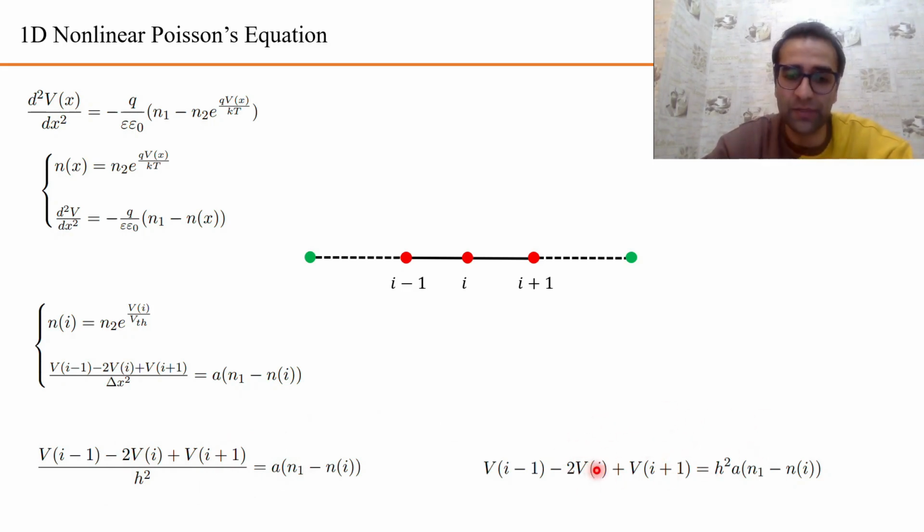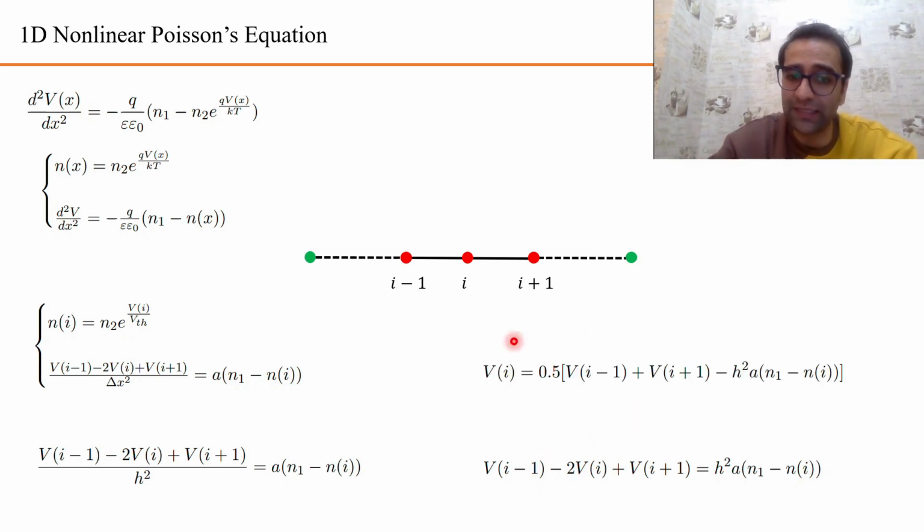And how can we solve this problem? We can solve this problem grid by grid. How? We know the value of the potential at the left boundary. Then we need to solve this equation for the neighboring grid, so we need to keep V_i on one side of the equation and all the other terms on the other side. Therefore, we end up with this equation: V_i is half multiplied by V(i-1) plus V(i+1) minus h squared multiplied by a multiplied by n1 minus n_i.